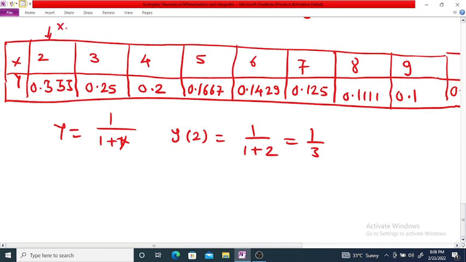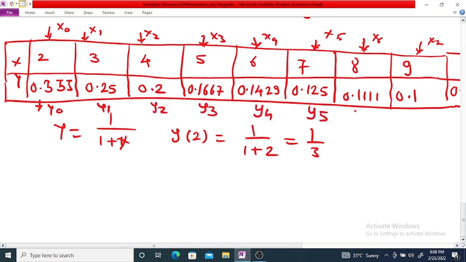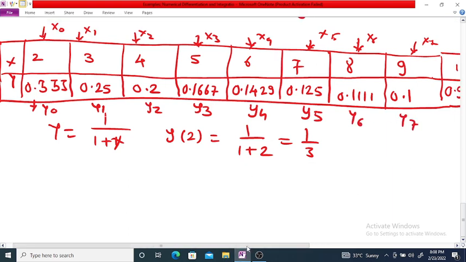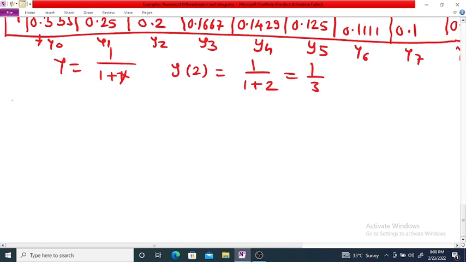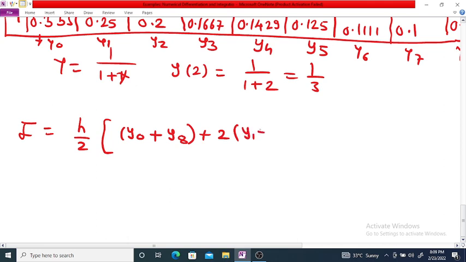Okay, so now this is x0, x1, x2, x3, x4, x5, x6, x7 and so on. Similarly, this is y0, y1, y2, y3, y4, y5, y6, y7 and last it is y8. Now the trapezoidal rule: the value of the integration I is equal to h by 2 inside the bracket, y0 plus yn, yn is y8, plus 2 times y1 plus y2 plus y3 plus y4 plus y5 plus y6 plus y7.